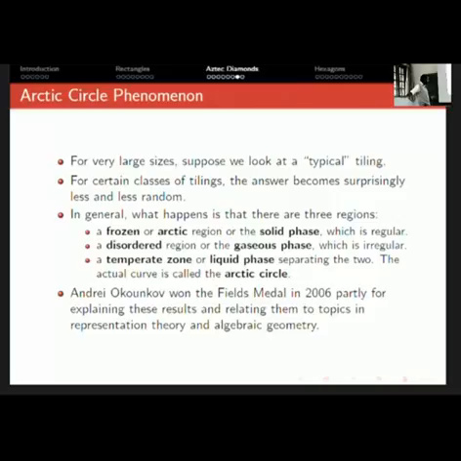So as I was saying, Okounkov won the Fields Medal for explaining some of these results. There are deep connections between these results, especially on hexagons, which I'll talk about, and deep mathematical questions in very abstract mathematics related to algebraic geometry and representation theory. I'm not going to talk about it. It's just to mention that these things are non-trivial and interesting.